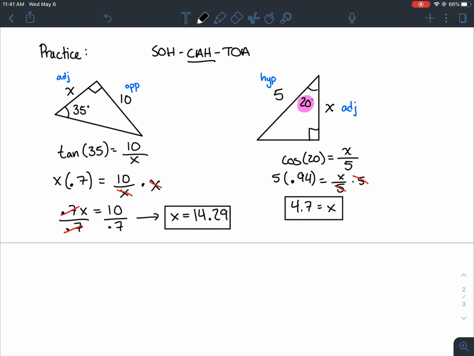If you have questions, please email me. The assignment today is going to be more of finding the right ratio in the first part, and the second part is going to be about solving for these missing sides. So it's going to be kind of a replay of what we did last class, just setting those fractions, and then the second part is going to be solving like we did today.